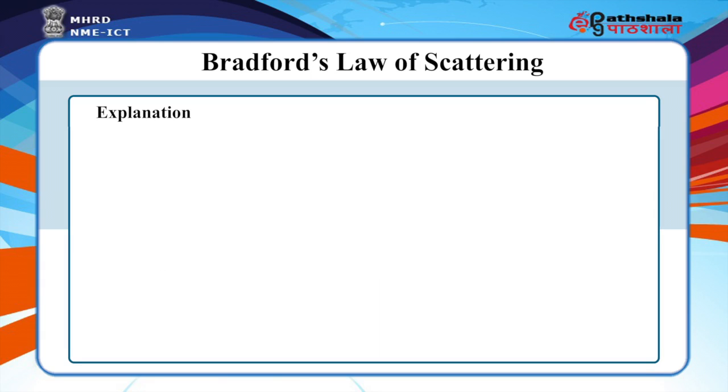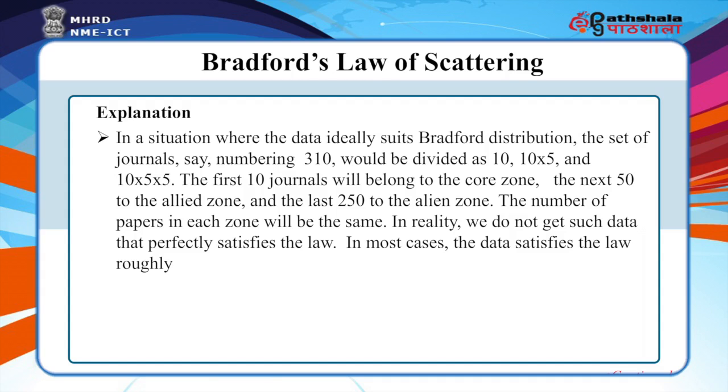Explanation. In a situation where the data ideally suits Bradford distribution, the set of journals, say numbering 310, would be divided as 10, 10 into 5 and 10 into 5 into 5. The first 10 journals will belong to the core zone, the next 50 to the allied zone, and the last 250 to the alien zone. The number of papers in each zone will be the same. In reality, we do not get such data that perfectly satisfies the law. In most cases, the data satisfies the law roughly.